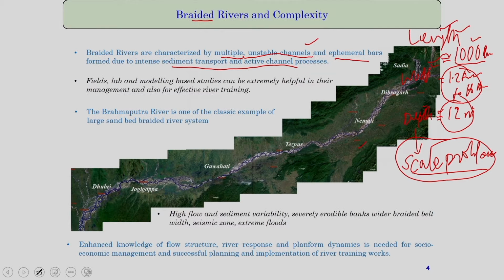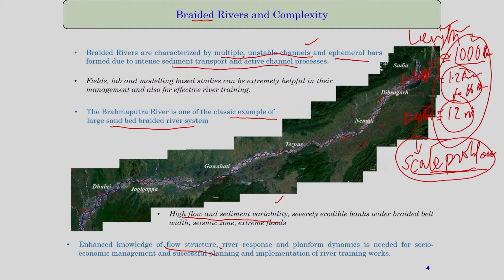That's the reason. We have classical examples of large sandbed rivers, as I said. If you look at these figures, there are multiple channels, and these channels are quite dynamic, with very high flow and sediment variability. That's what I discussed earlier, and that's the reason we should know how the flows are happening, which are very complex processes. Mostly I need to emphasize again the scale problems in river flow systems, because the dimensions of length, width and depth themselves differ by orders of magnitude.